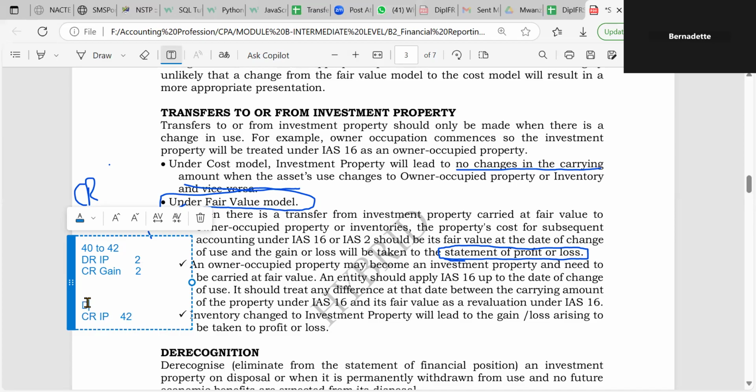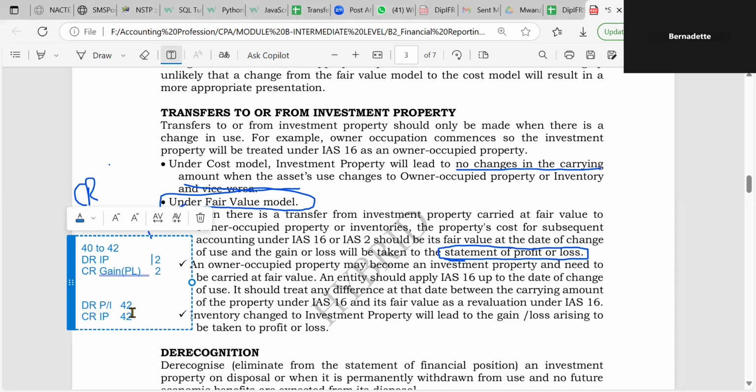Okay, what comes in now? It may be PPE or inventory. Because I've already used the amount of 42, I have my 42 there. So this is what should actually be done for you to understand why this gain goes to profit or loss. That's why I've done two double entries so that you understand. After this point, everything would be fine.